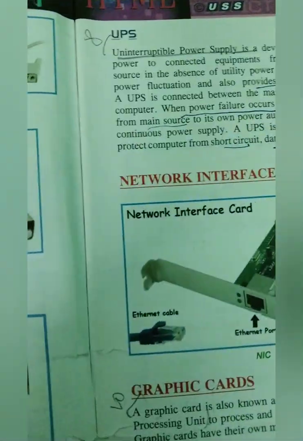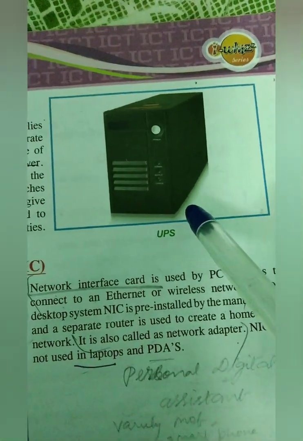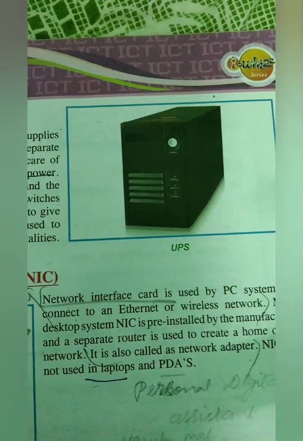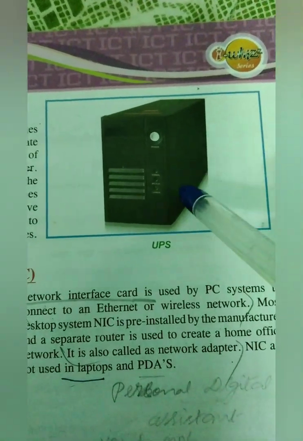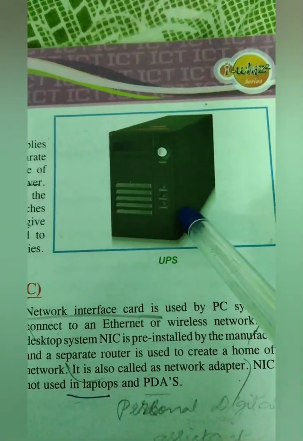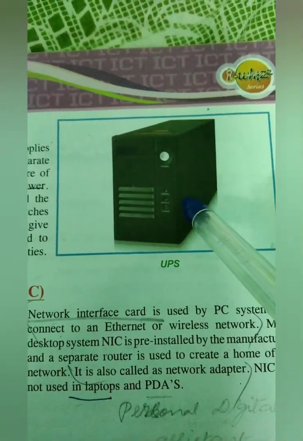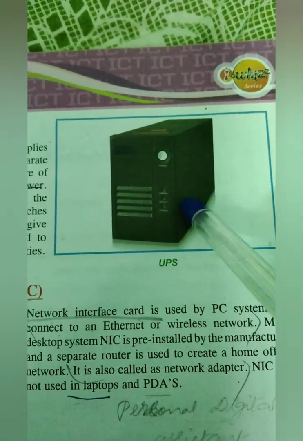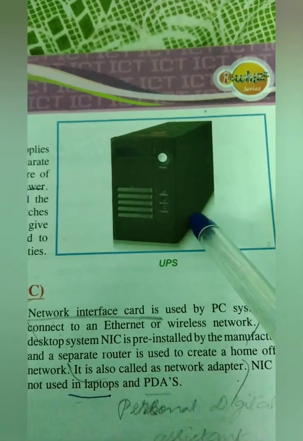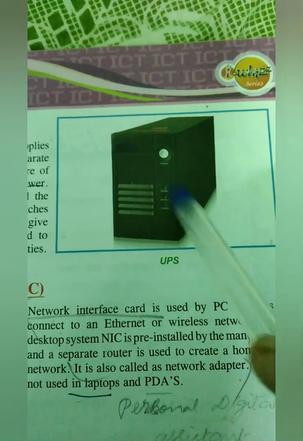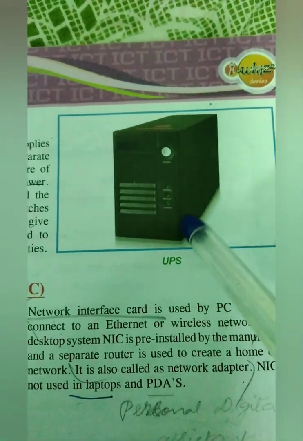So the next topic is UPS. UPS stands for Uninterruptible Power Supply. What is the use of UPS? You all know that it helps to take care of power fluctuation. If any power cut happens, it will provide backup power. A UPS is connected between the main power and the computer, and it is mainly used to protect the computer from short circuit or data loss. So this is about the UPS.